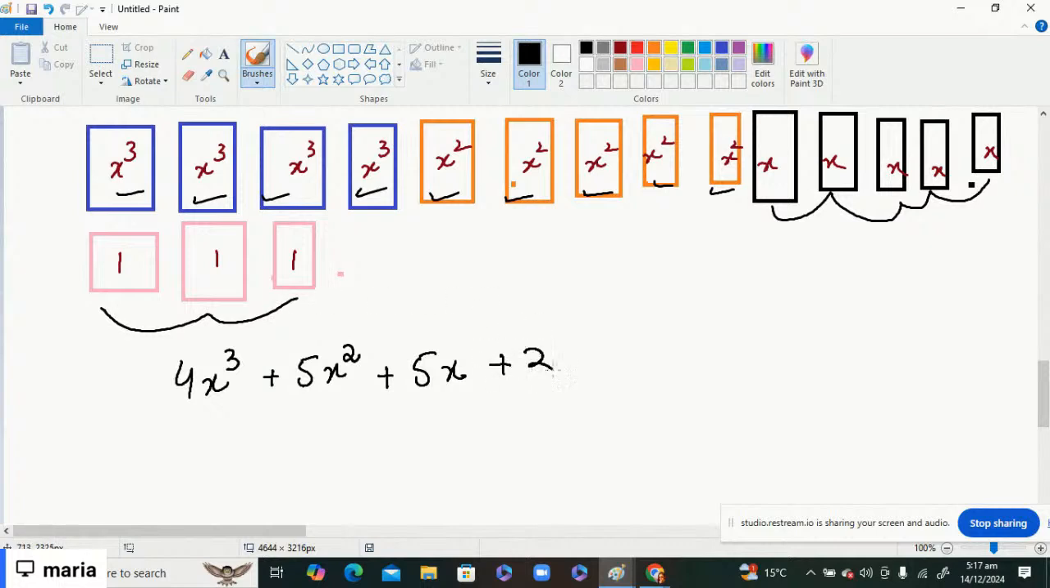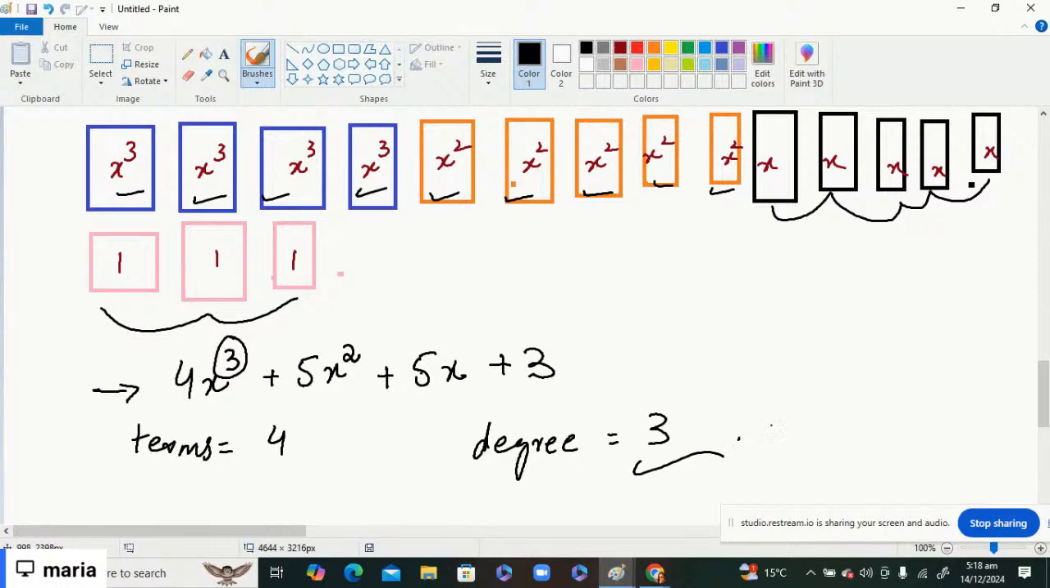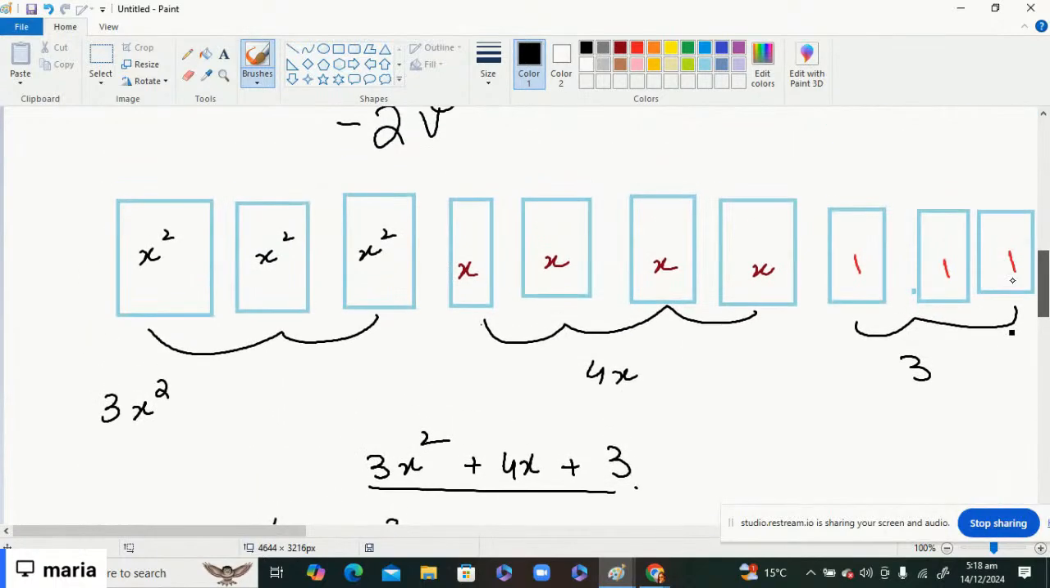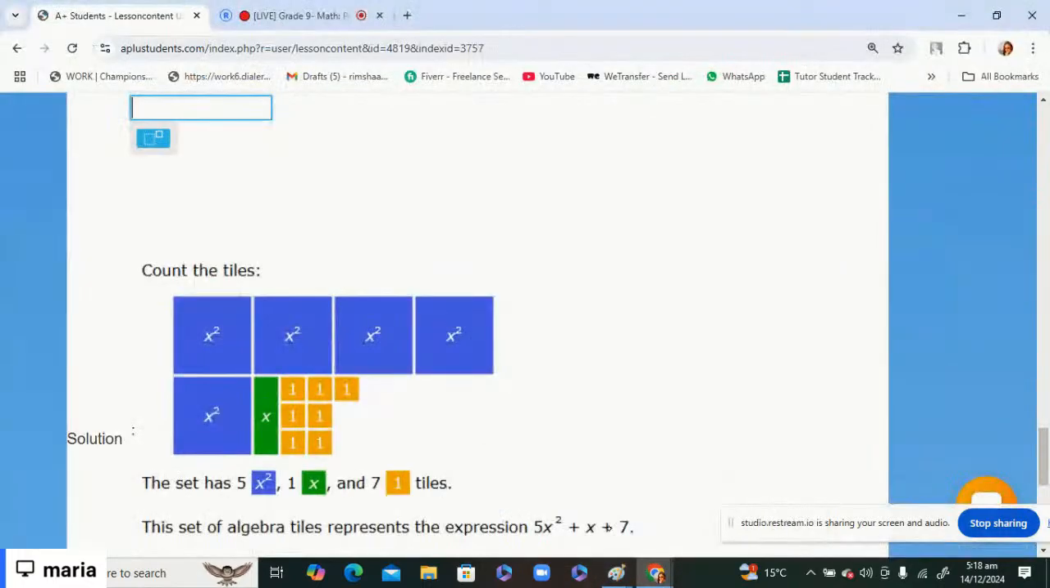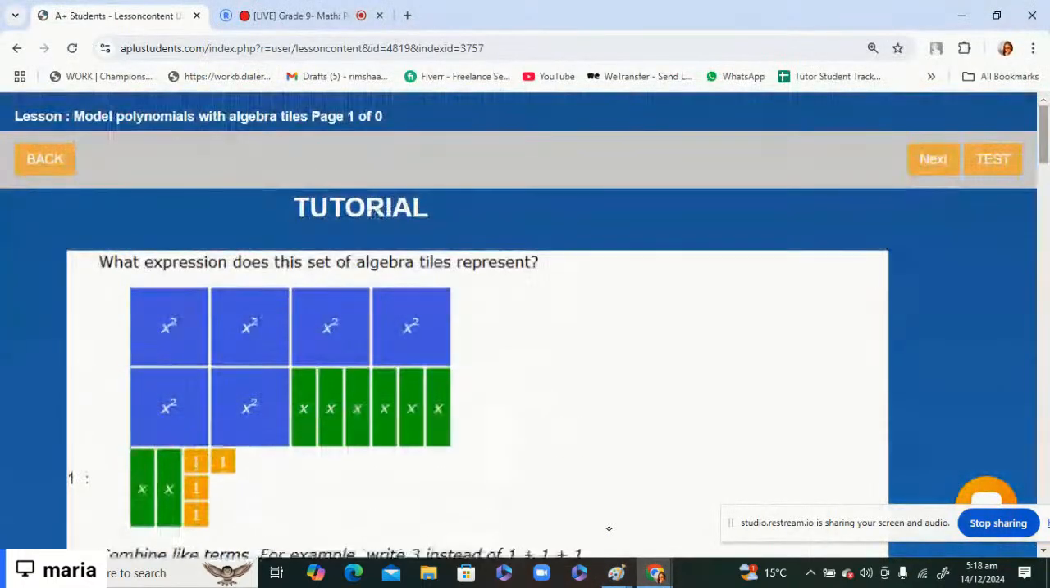Only 3. Now, if we are talking about this polynomial, how many terms are in it? 1, 2, 3, and 4. 4 terms. And what is the degree? This is the degree 3. Okay. This is the way that we are going to solve these questions. Okay. Let's do the test questions now.